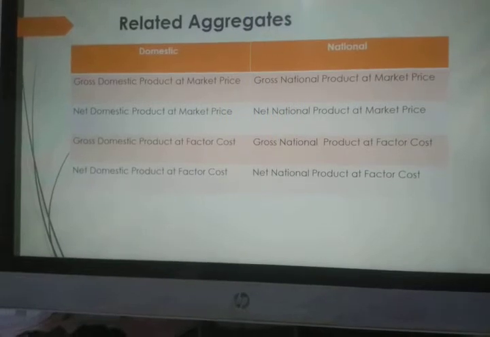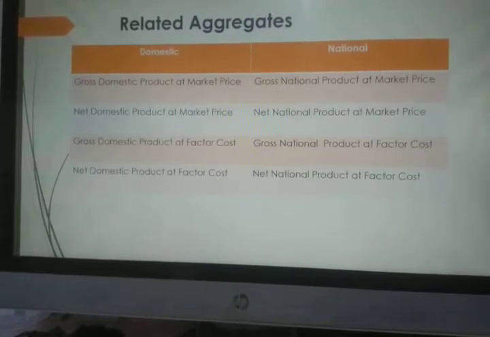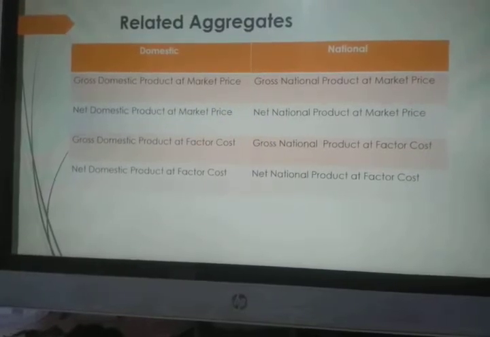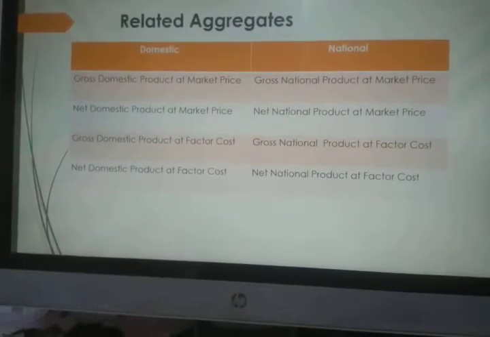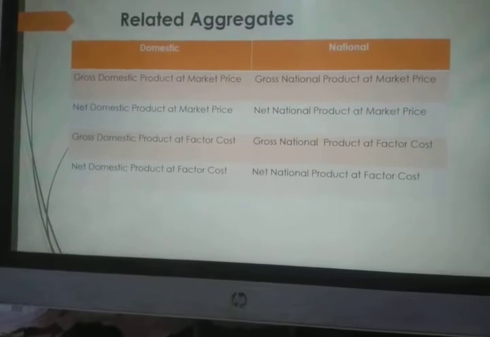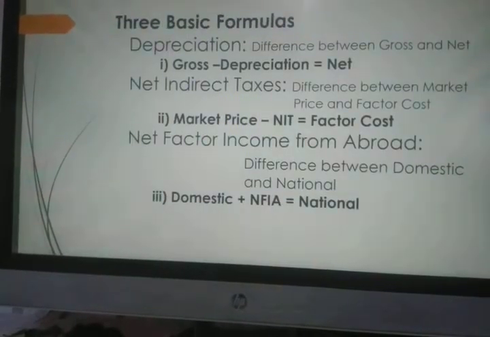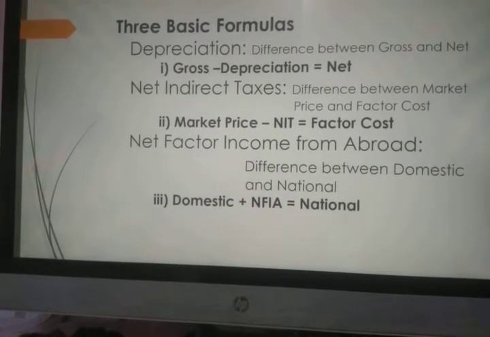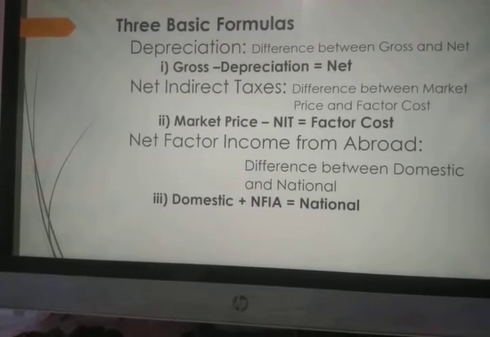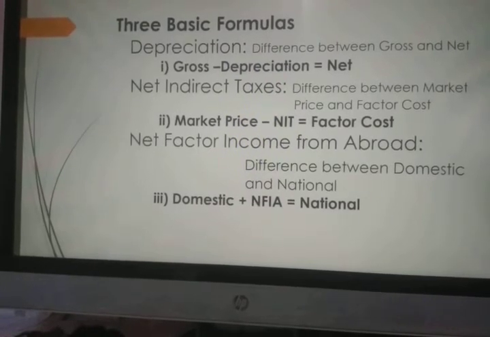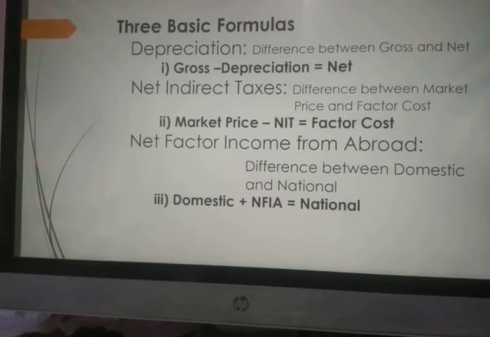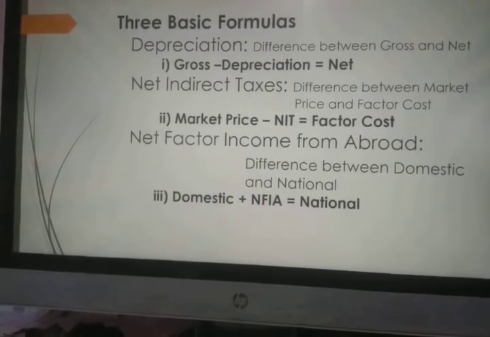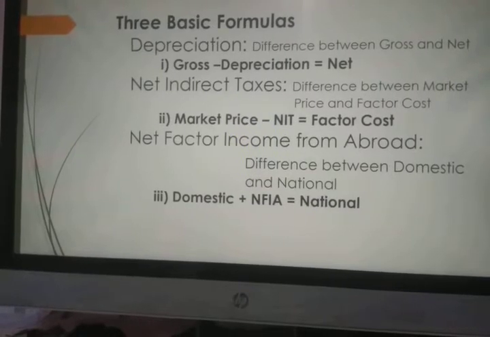How they are related, and how we are going to proceed with the treatment to arrive at different positions, we can understand with the help of the formula. But before that, we proceed to three basic formulas, which are very important for the estimation of national income, domestic income and its related aggregates. First of all, it is depreciation. You have already covered depreciation in the last video.